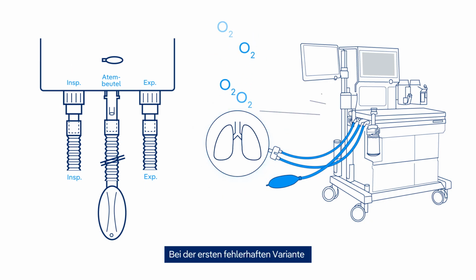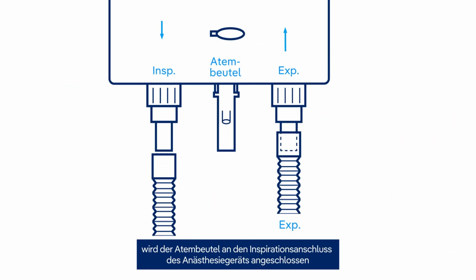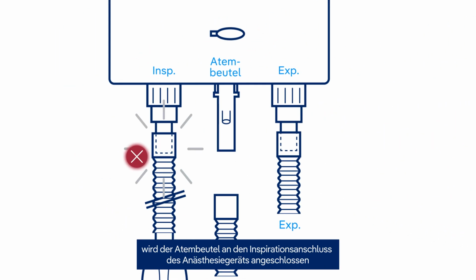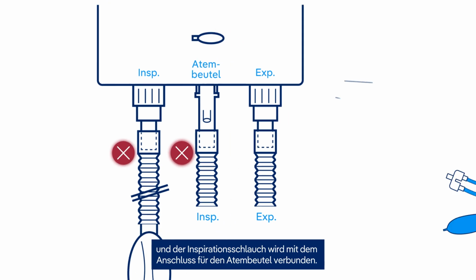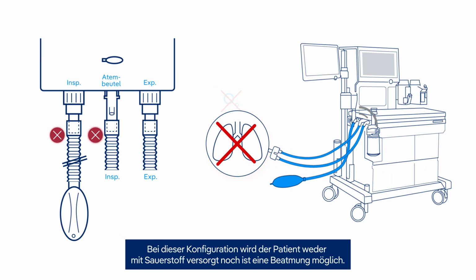In the first faulty variant, the breathing bag is connected to the inspiration port of the anesthesia machine, and the inspiration hose is connected to the port of the breathing bag. With this configuration, the patient is neither supplied with oxygen nor is ventilation possible.